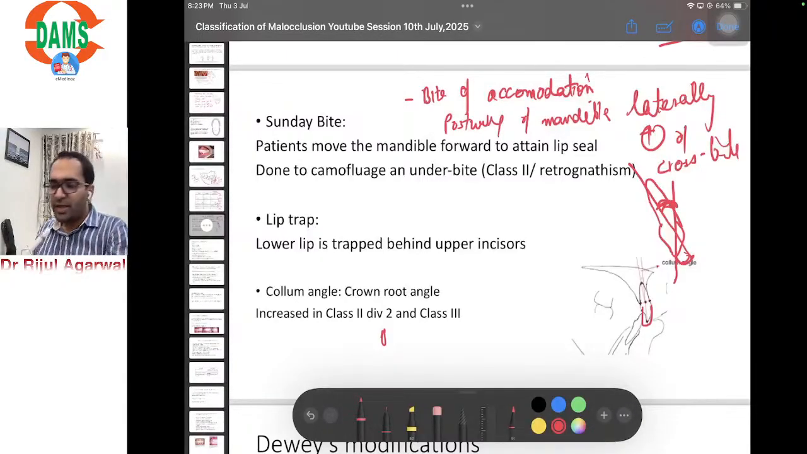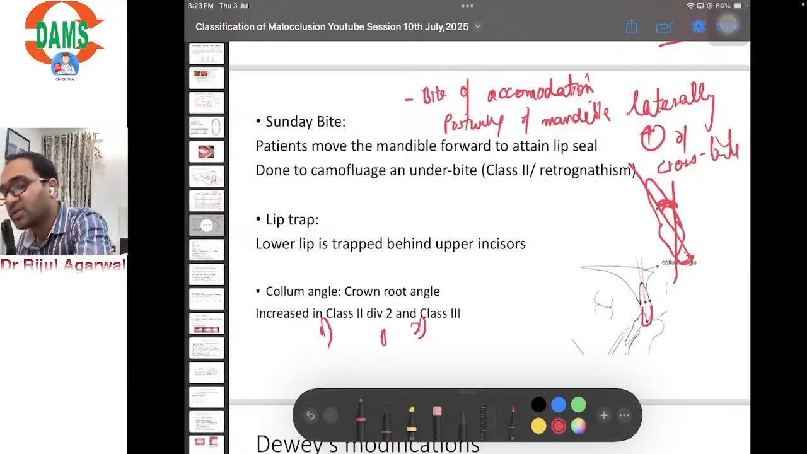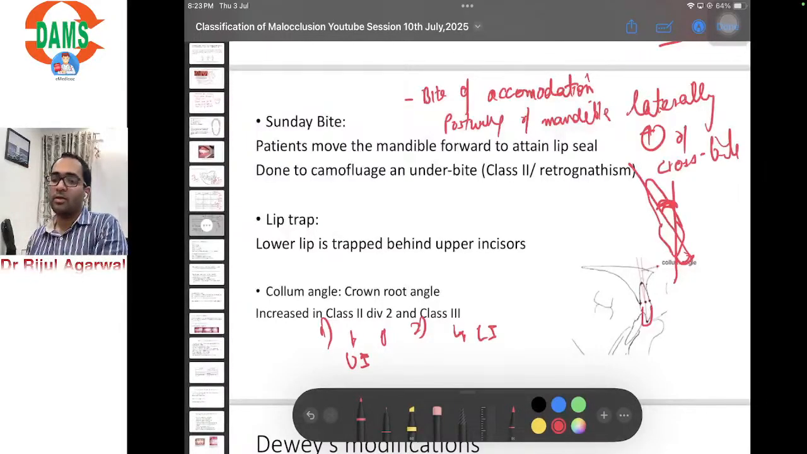Okay, so it is generally increased in class 2 div 2 and class 3 malocclusion. So class 2 div 2 in upper incisors, class 3 in lower incisors. And if in the options both div 2 and class 3 are given, then div 2 is the most appropriate or most correct answer rather than class 3. Okay, so I hope this confusion is clear.